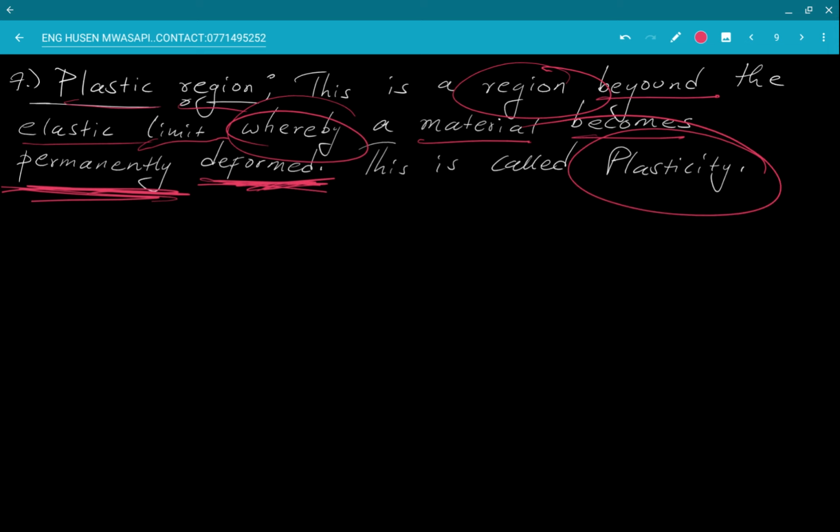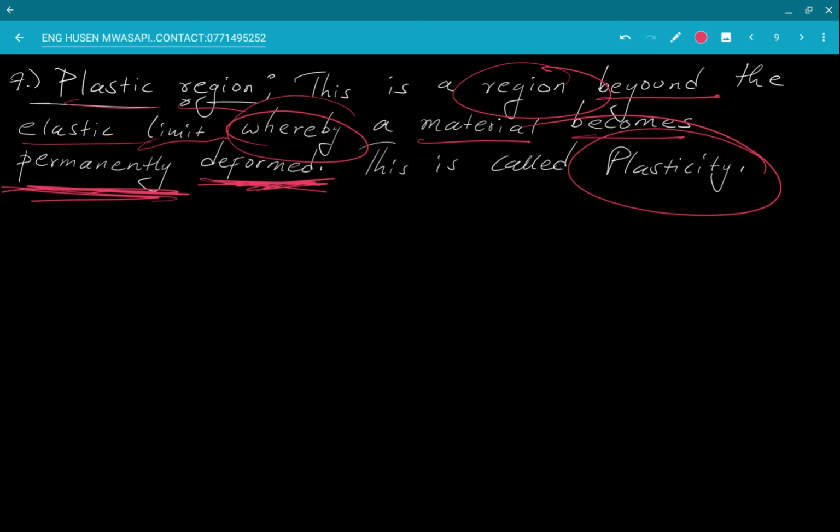When a material is in the form that we call plastic, it means that upon it being stretched or compressed, upon that force that was applied, either the compression or the tension, is removed, that material will not be able to go back to its original shape nor size once that force is removed.